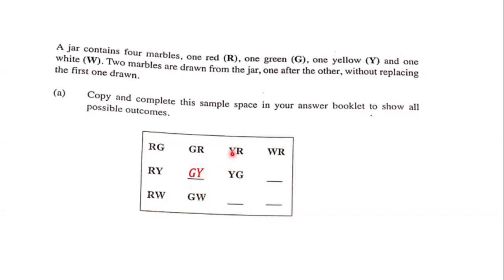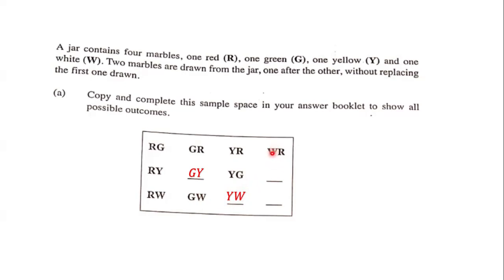This one says that the first one we could get is yellow, and the second one we could draw out is R. This one says that the first one we get is yellow, and the second one we could get is green. So what is another possible outcome, right? Well, we can get yellow first and then get white, right? So this is another possible outcome right there.